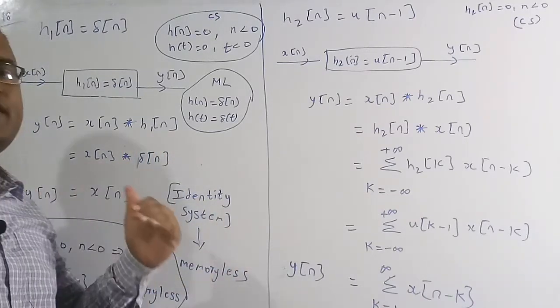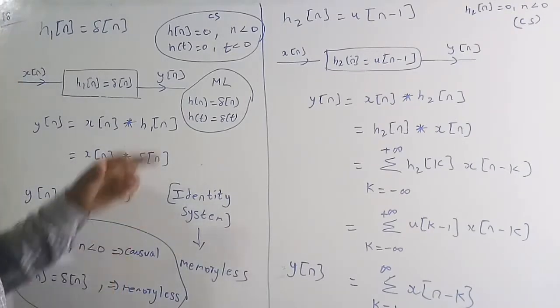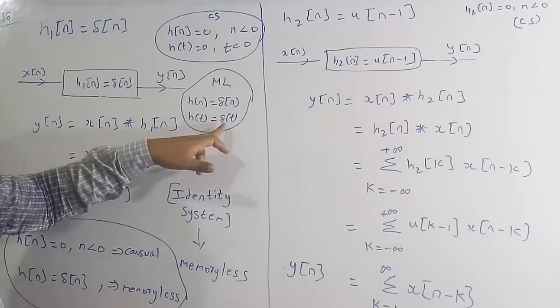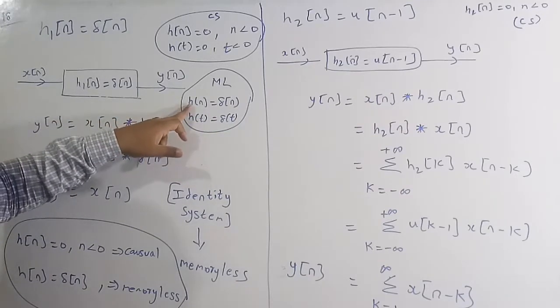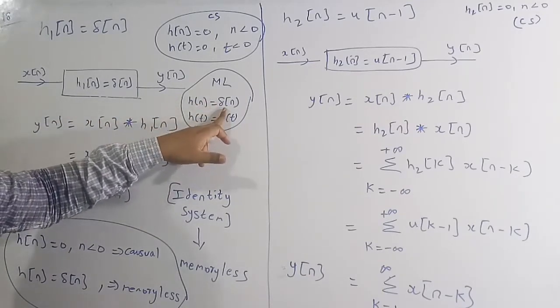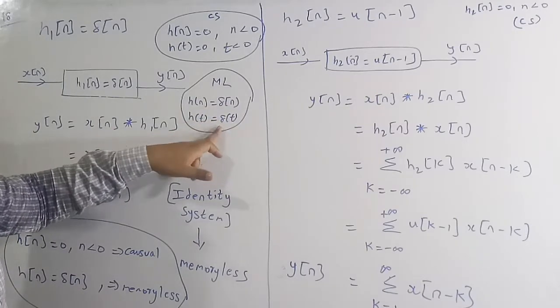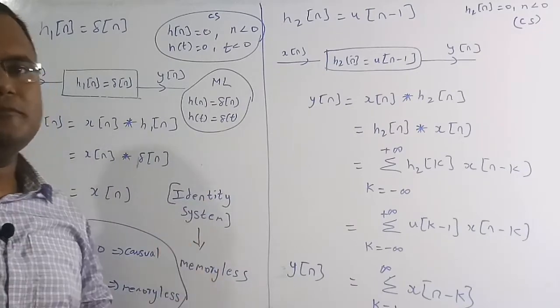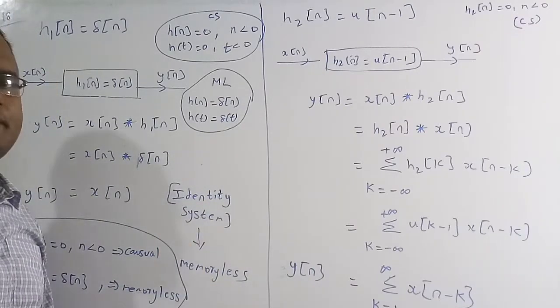But if you want to define memoryless in terms of the impulse response, then h of n is equal to delta of n, and h of t is equal to delta of t. In the discrete time it has to be equal to delta of n, and in the continuous time it has to be equal to delta of t. If any h of n is not in this fashion, then we can say blindly that the system is not a memoryless system.